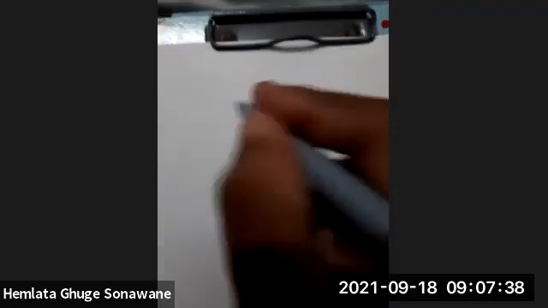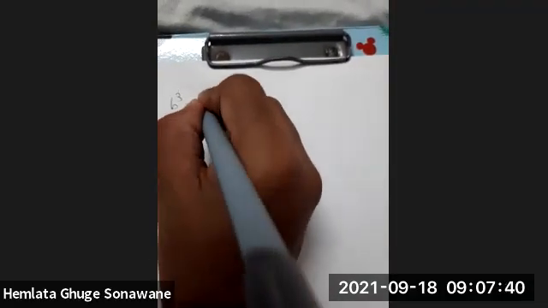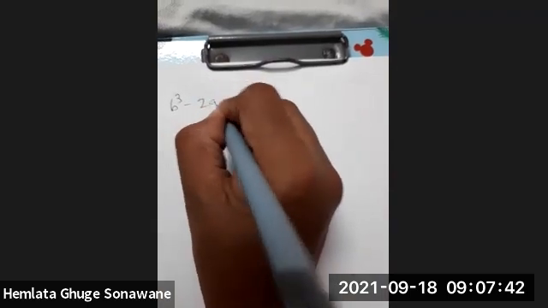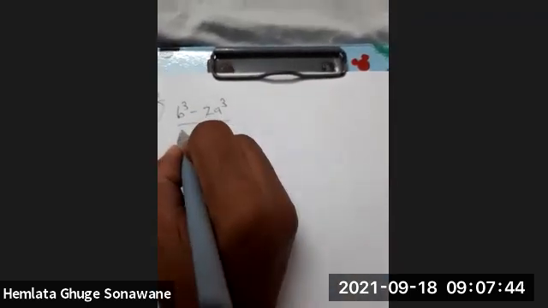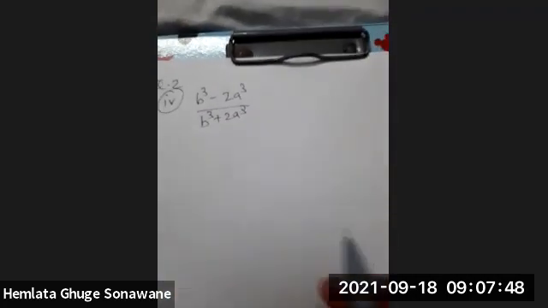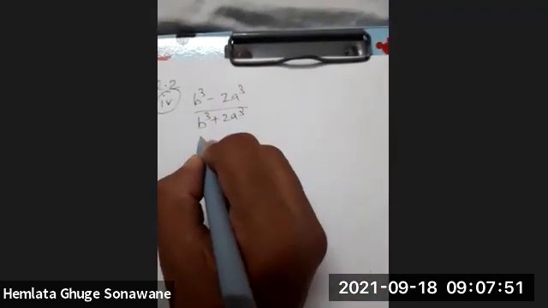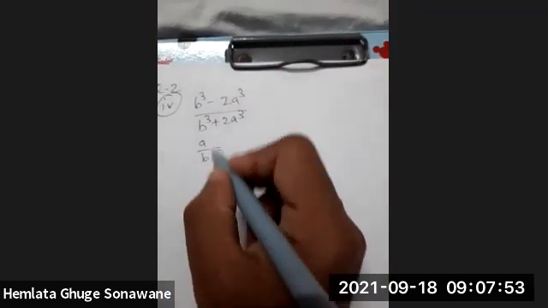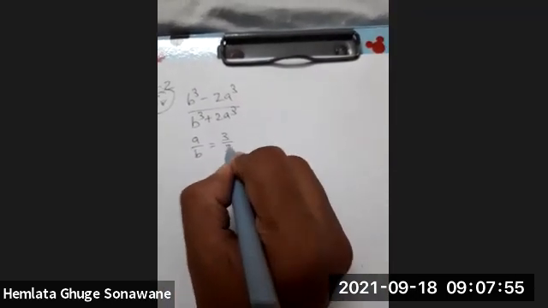Now we'll move towards the fourth example of question number 2. What is given in the fourth example? (b cube minus 2a cube) upon (b cube plus 2a cube). We have to find out the ratio for this. We'll write the values of a and b, that is a upon b is 3 upon 5.